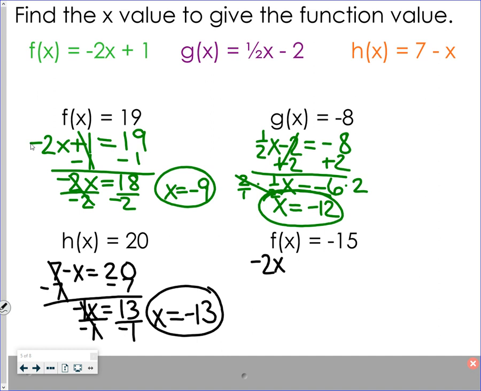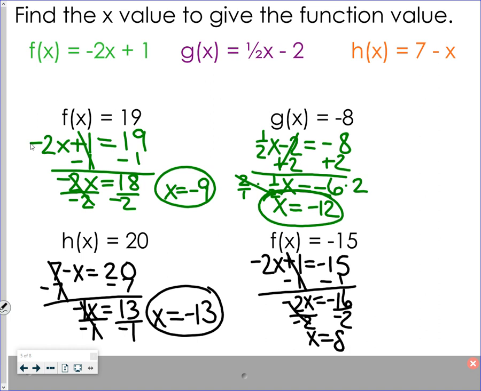And for our last one, f of x equals negative 15, I would have negative 2x plus 1 equals negative 15. So if I subtract 1, that gives me negative 2x equals negative 16, and then divide. So x will be 8. Right? And you can certainly go back and check any of those just by doing a substitution.